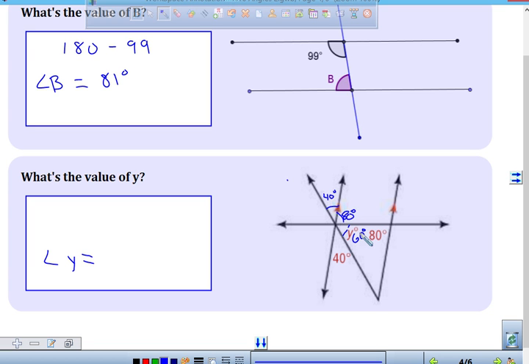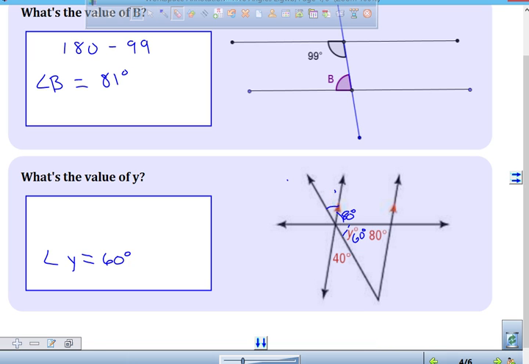Did anybody find it differently? Because I would have found that differently. But does that still work? Absolutely, it still works. Did anybody find that differently? Alex? Okay, why did you know it had to be 180? Okay, straight line, there's no right angles.